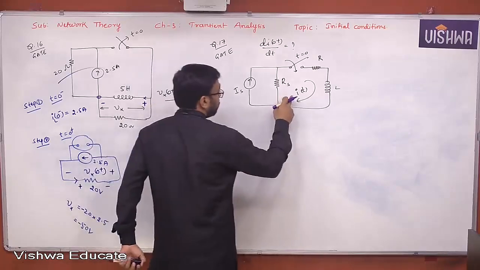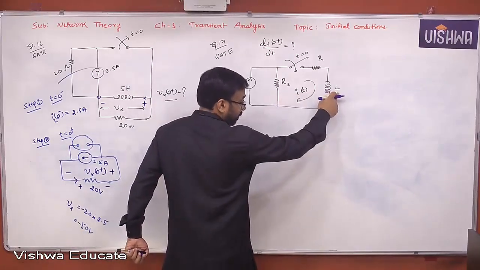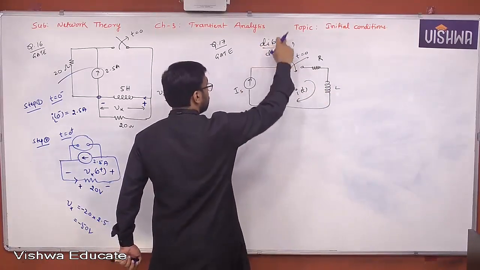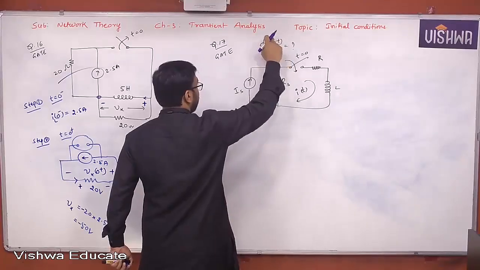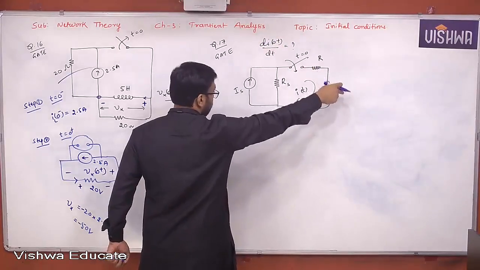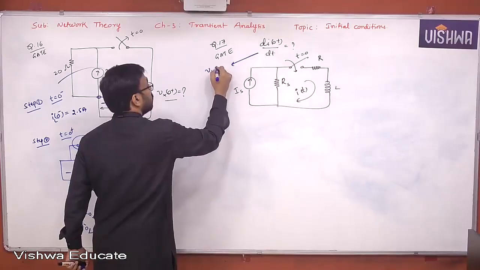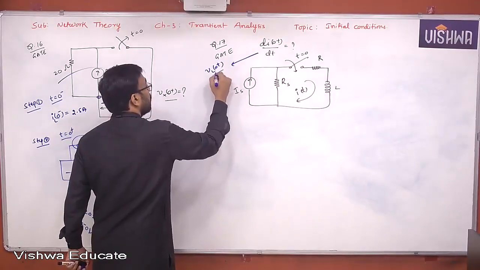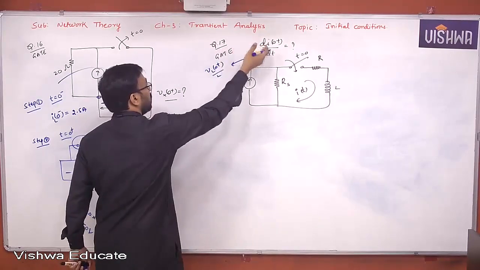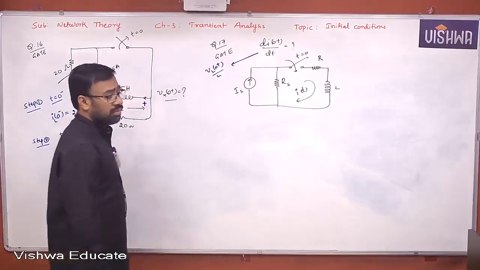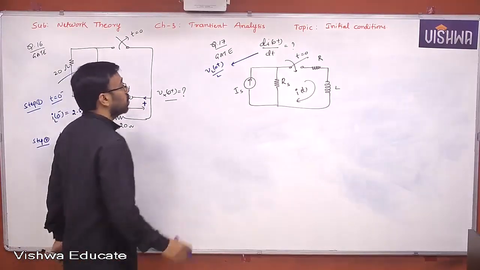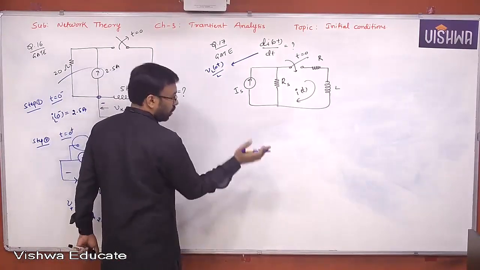What is I? Current through inductor. First derivative term di by dt, where I is current through inductor. You can go for step 2 because this indicates VL of 0 plus by L. VL of 0 plus, if you know, then obviously you know di of 0 plus by dt. So VL of 0 plus, what is the procedure? Step 2. For that, step 1.